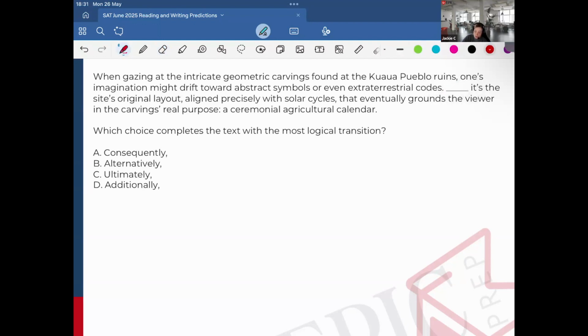So consequently, no, because there isn't a cause and effect relationship happening. Alternatively, neither, because it's not giving me one way and then an alternate way. C, ultimately, that one works because that would be leading to the conclusion. Like, ultimately, it's the site's original layout that leads us to understand the real purpose. And additionally, it's not adding anything. So therefore, it must be C.